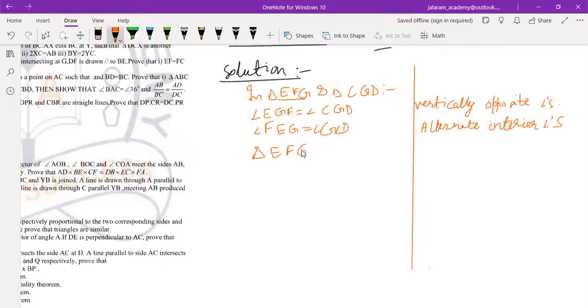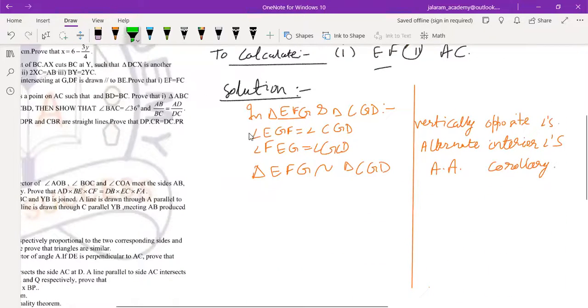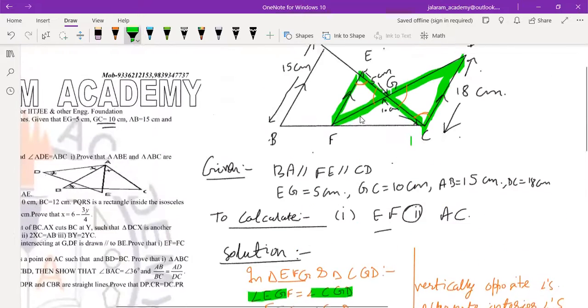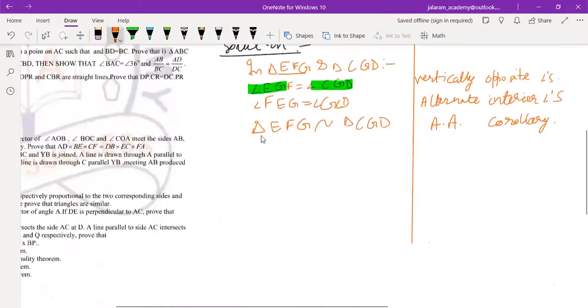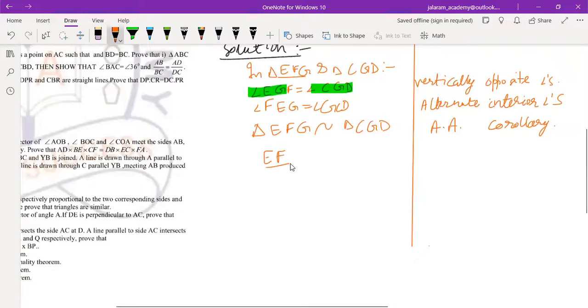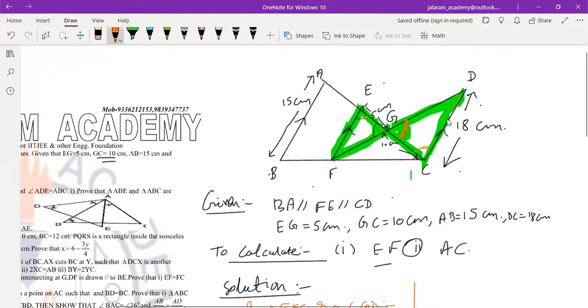So triangle EFG is similar to triangle CGD using AA corollary. And if triangles are similar, their sides are proportional. Look at this. Angle EGF equals to angle CGD. This is angle EGF. This is angle CGD. So in triangle EGF, look at the side opposite to angle EGF. This side is EF. So we write EF upon CD, the side opposite to CGD is side CD.